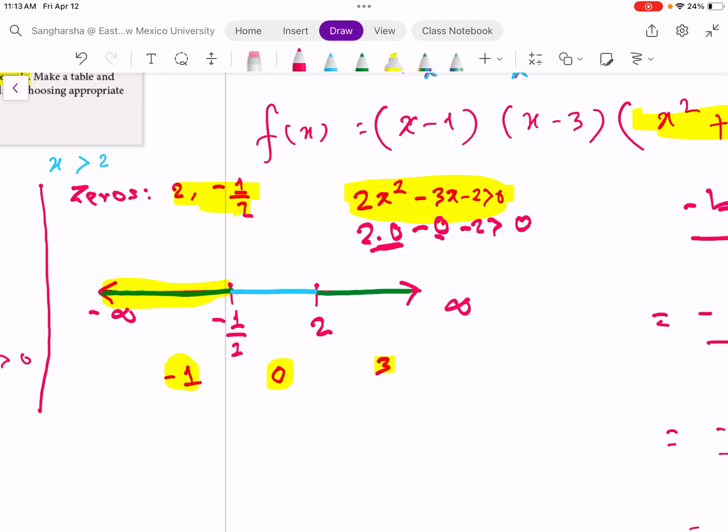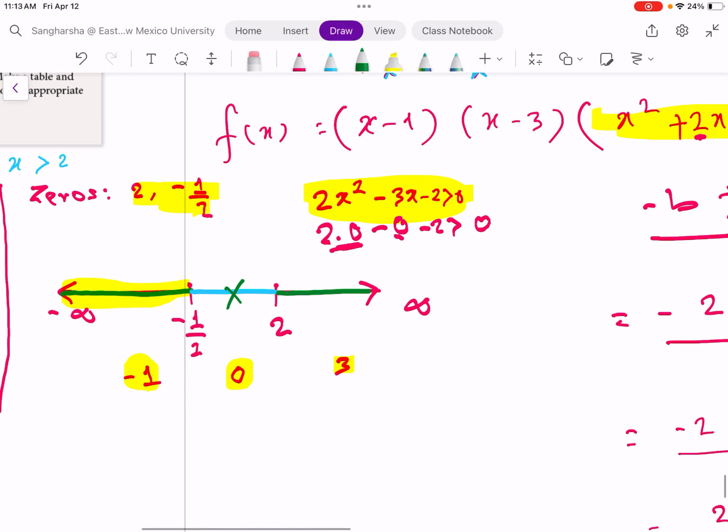That's not true, that's false. So it means this interval is not a solution. Okay, now let's try the third testing point, 3. So we have this first solution, okay, second is not a solution.